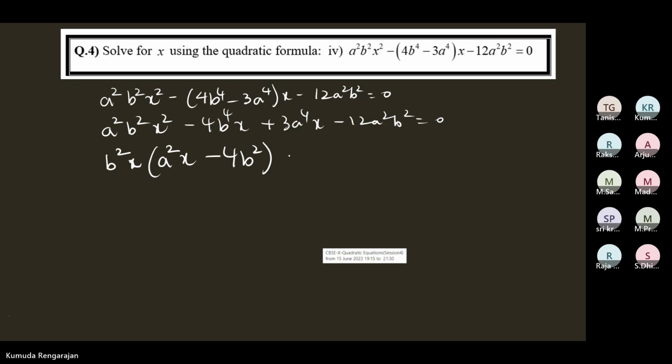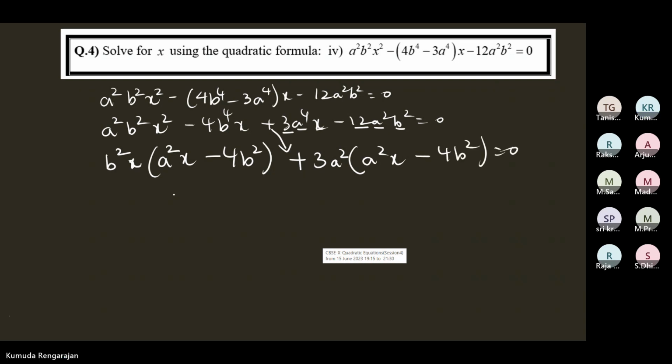Ma'am, a square, 3... Come from the numbers. Is there anything common between 3 and 12? Yes, ma'am, this 3. Then what is common between a to the power 4 and a square? A square, ma'am. The least power is common. Then x and b square, nothing. So this is common. And the sign, whatever sign is here will come down. Plus a square x minus 4b square.